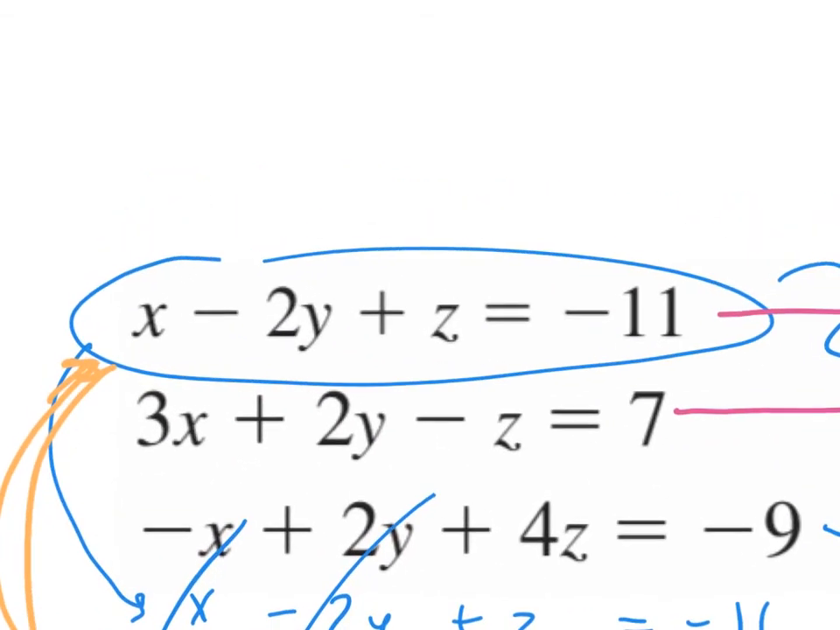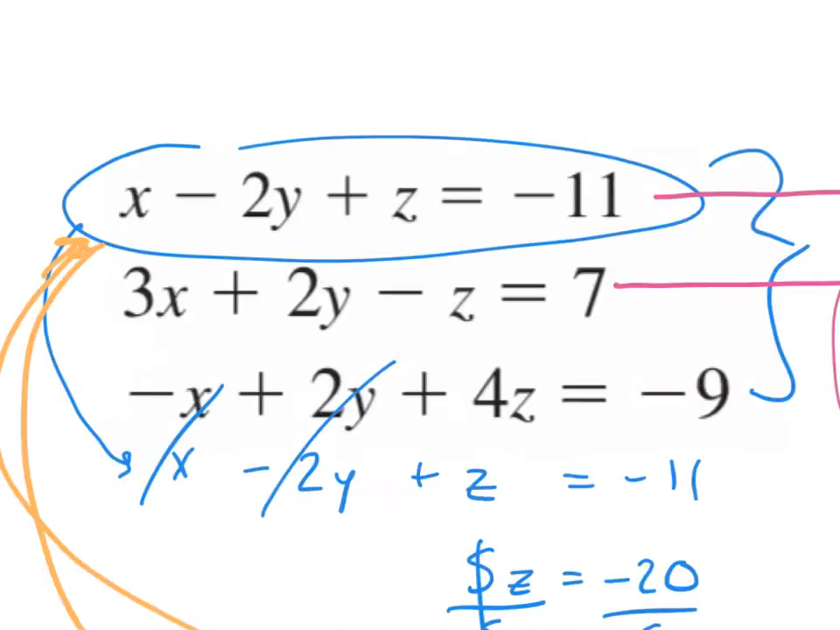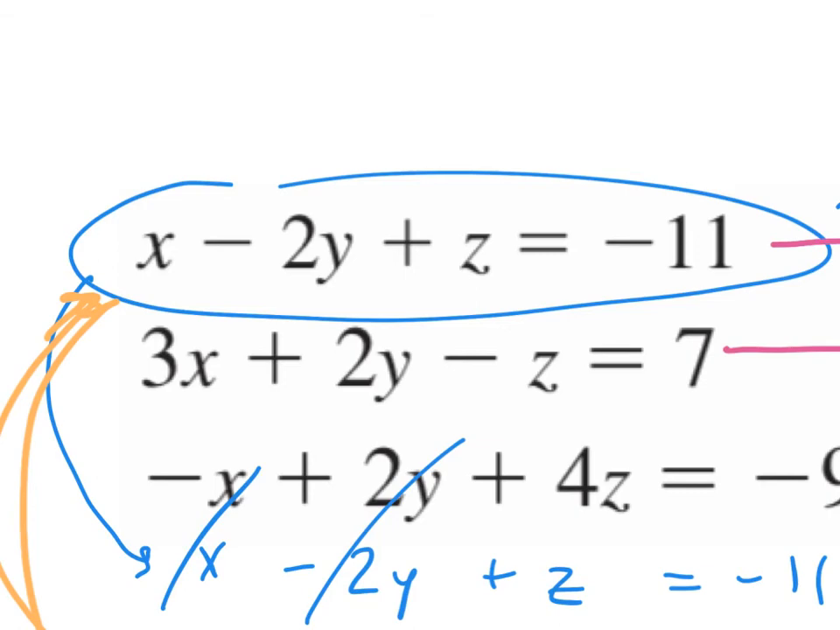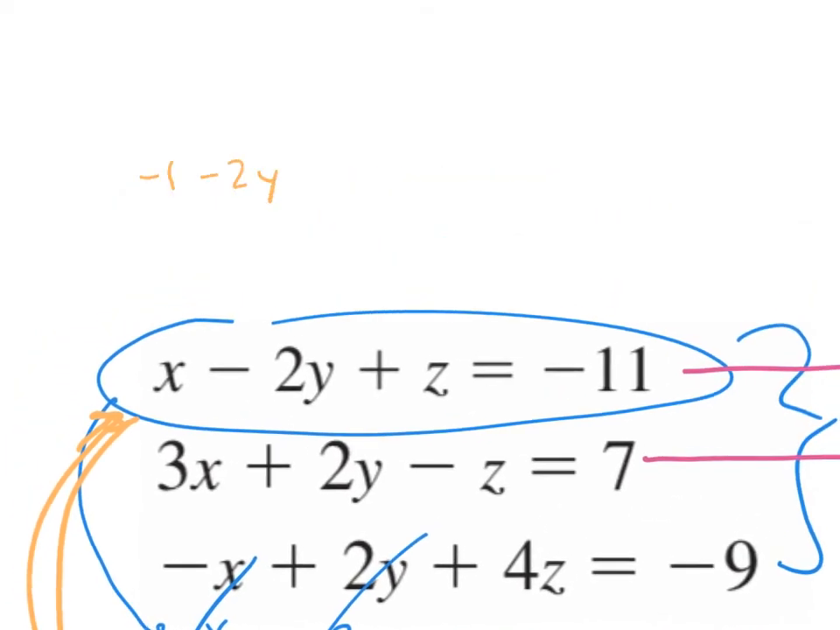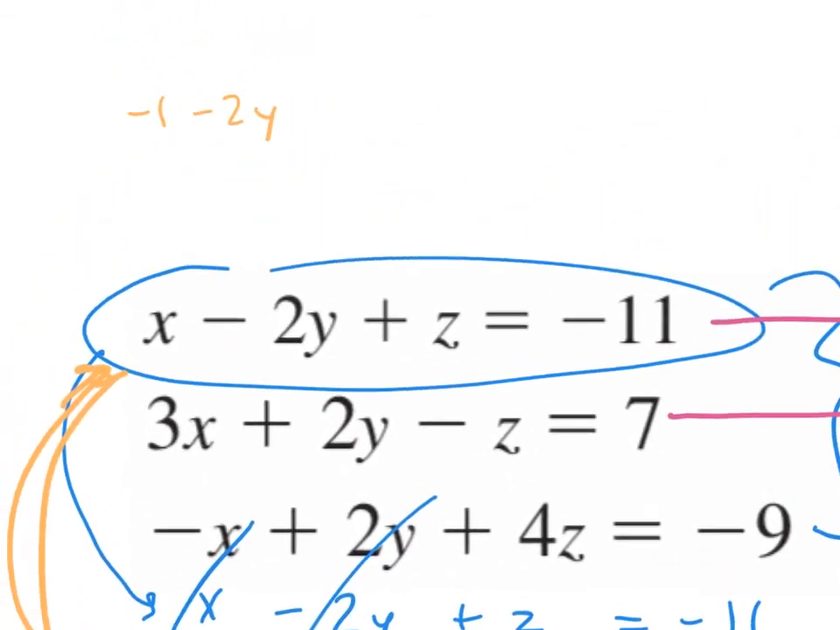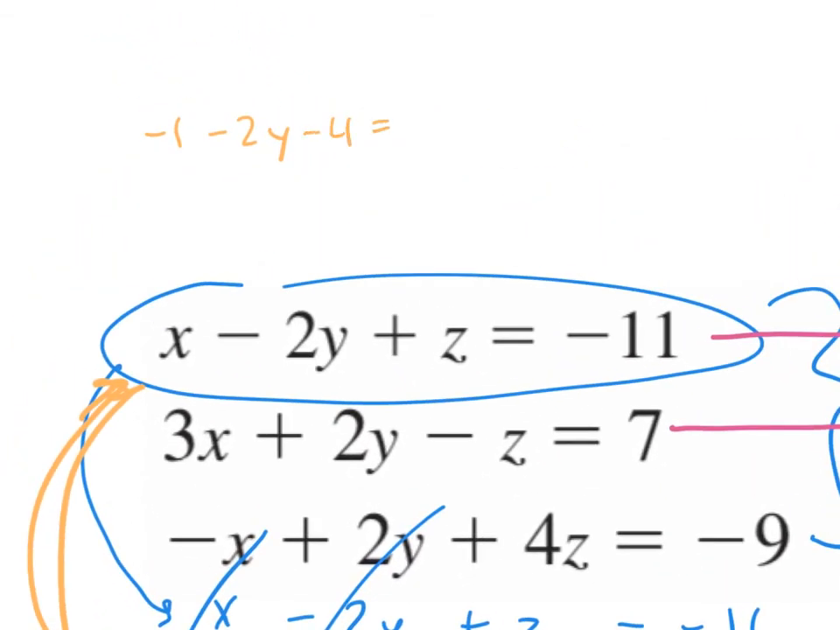So when we plug it in, x we said is negative 1. So we have negative 1 minus 2y plus z, which is minus 4, and that's equal to negative 11. So negative 1 minus 4 is negative 5. So minus 2y minus 5 is equal to negative 11. Add 5 to both sides. So negative 2y is equal to negative 6. Divide both sides by negative 2.